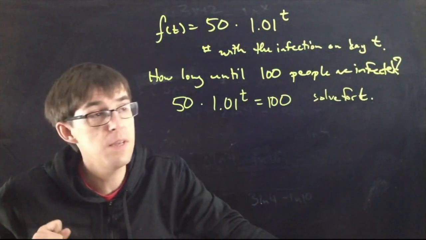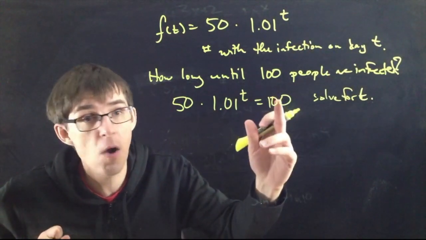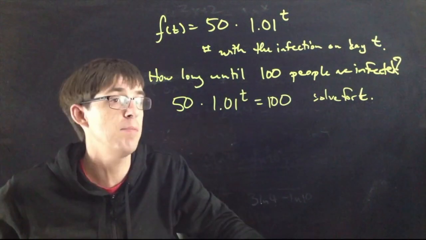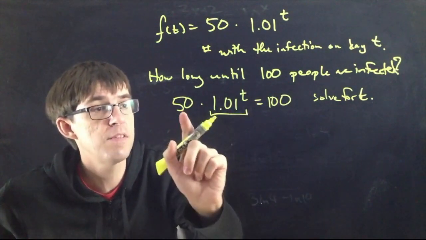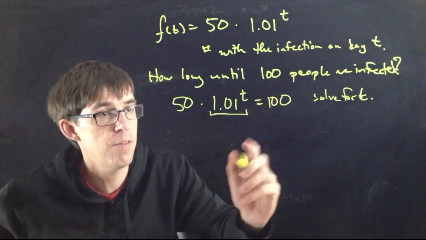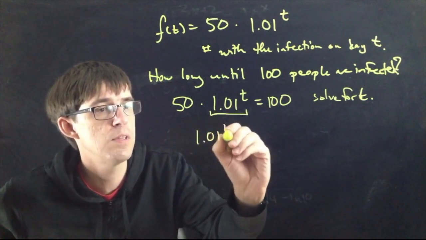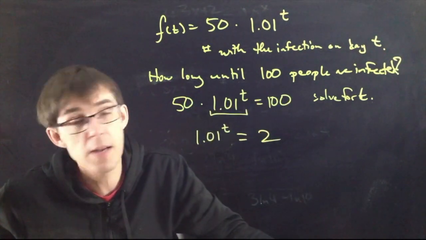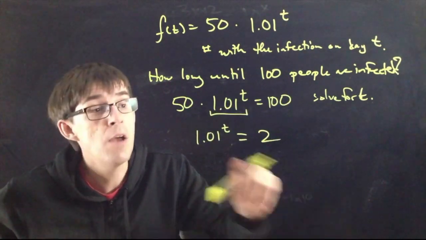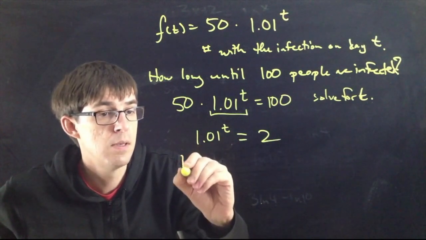Can we solve for t? Yeah, actually, we're going to use a log, but this is a standard type of example. Here's the exponential part. I need to isolate this first, so we're going to have to divide by 50 to get that out of there. So it's going to be 1.01 to the power t equals 100 divided by 50 is 2. Even I know that.